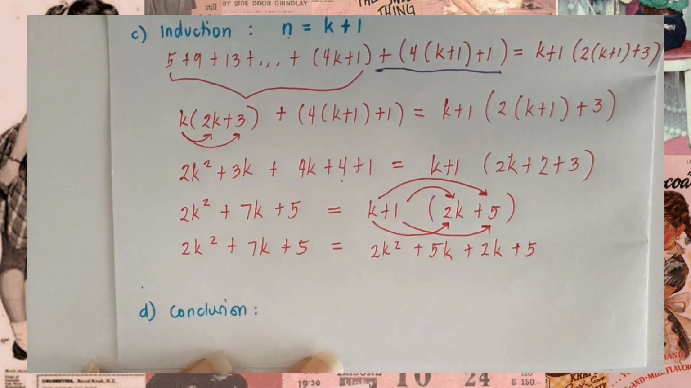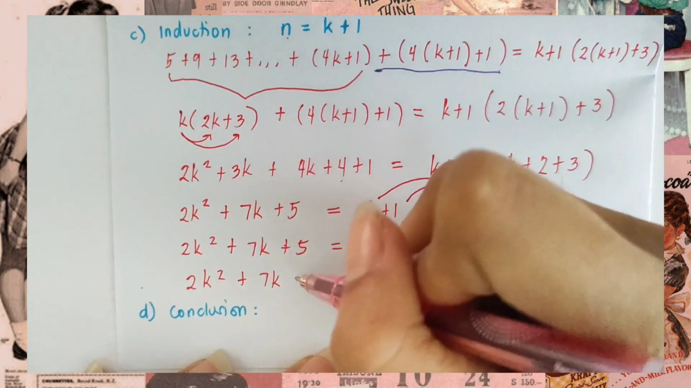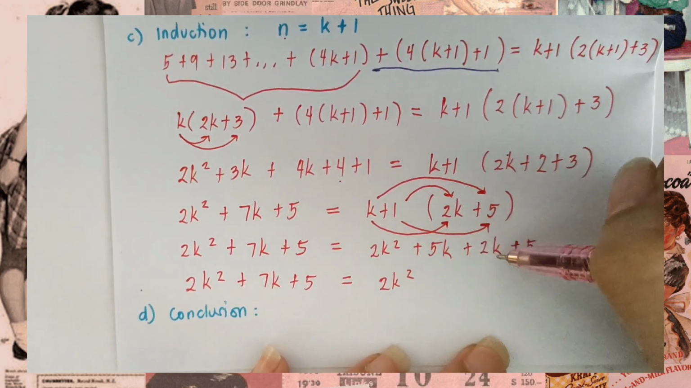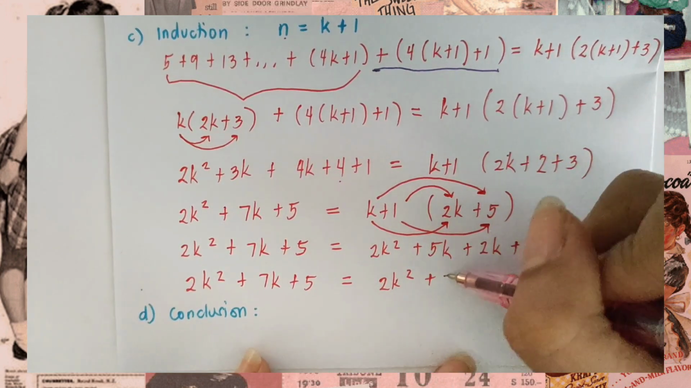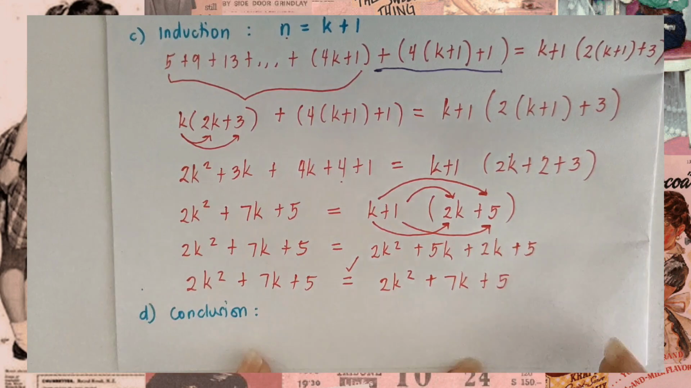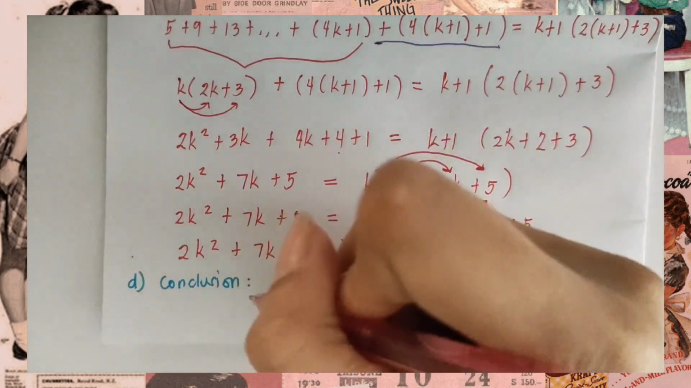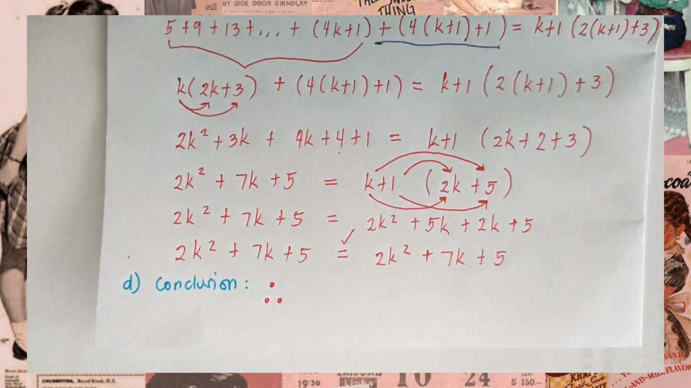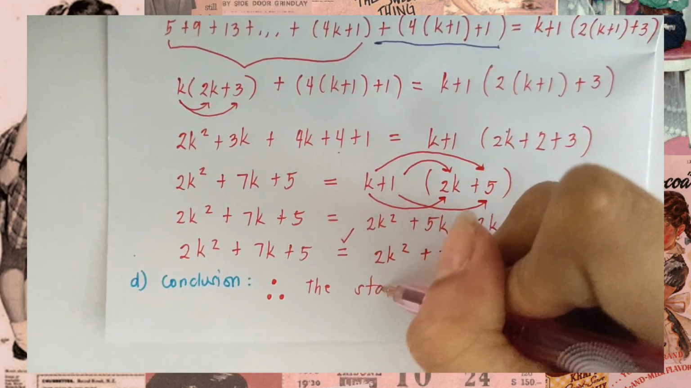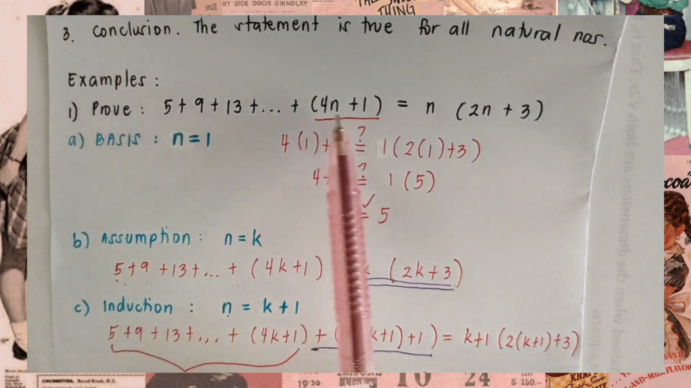Next, simplify. So copy first the left side, 2k squared plus 7k plus 5 equals 2k squared, 5k plus 2k, combine like terms, that is 7k, plus 5. The left side and the right side of the equation balance. And for our last step, for the conclusion, you need to write this symbol for therefore. So therefore, the statement, you need to copy your given, this one.